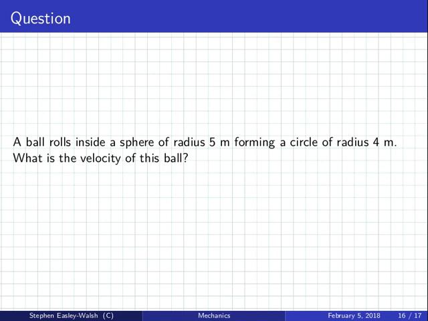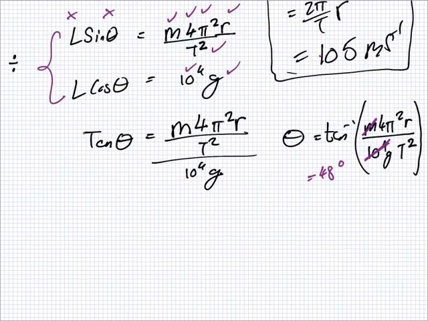A ball rolls inside a sphere of radius 5, forms a circle of radius 4. So the diameter of a small ball is 1. No. Alright, I'll draw it for you. It's quite tricky, but this is what it looks like.